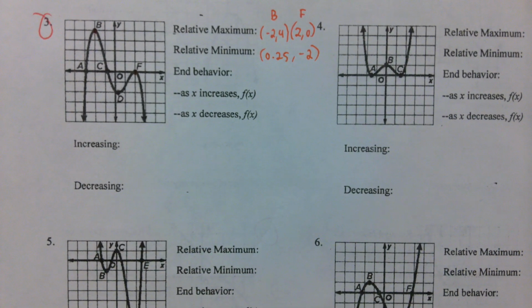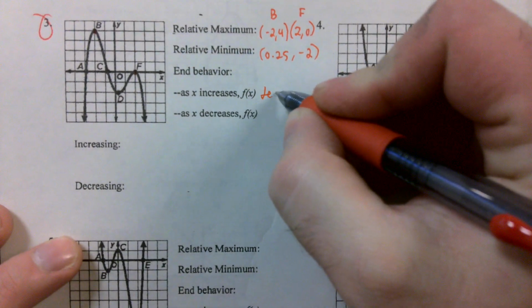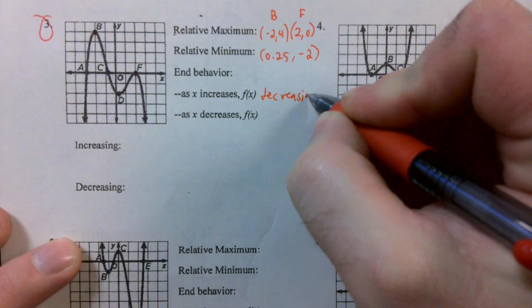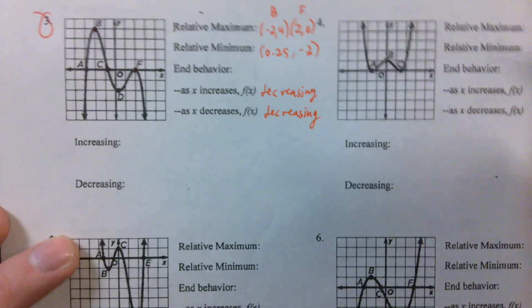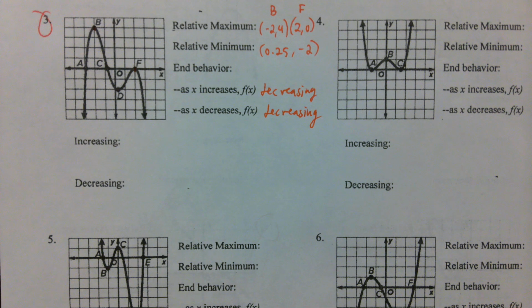End behavior. What direction are both of my arrows pointing? Down. So it would be both decreasing. That's right. Double decreasing.